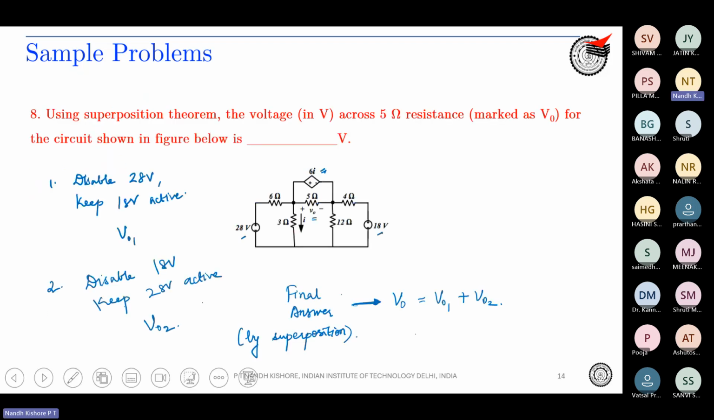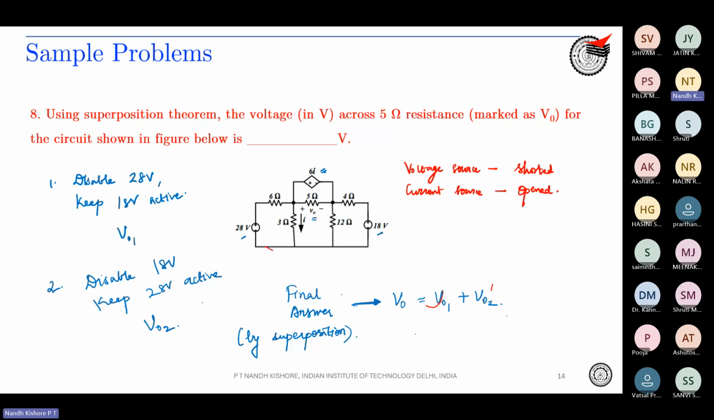We have disabled the 28 volt. If you say that you are disabling a source, is a voltage source shorted or opened? If you disable it, a voltage source is shorted, and a current source is opened. Correct.